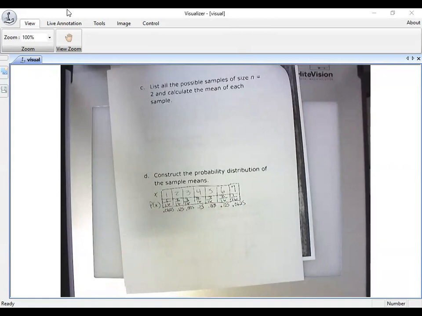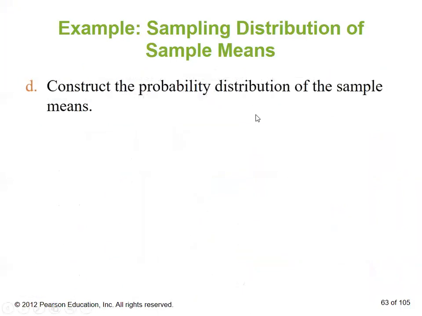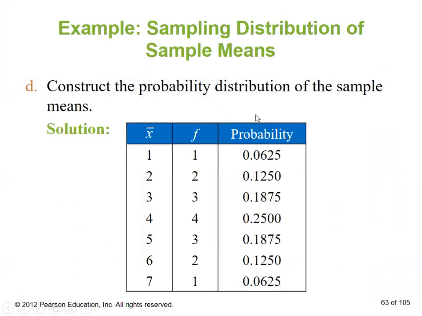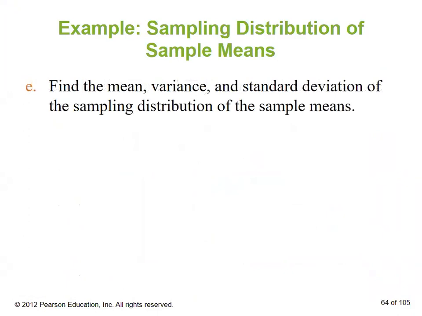Now, if you look at the next slide, here's what it asks us to do. We just did the probability distribution, which is what you guys came up with. We didn't include the frequency column in the middle, but we did put what the means were and what the probability was of getting those means. And now they want us to find the mean, the variance, and the standard deviation of the sampling distribution of the sample means. Now, here's what that means.